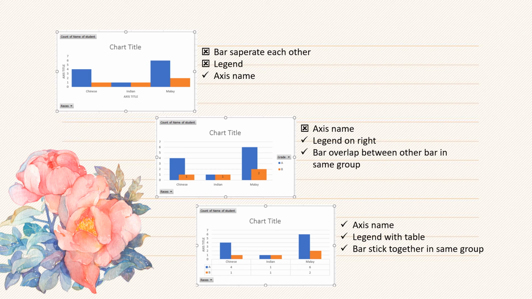Next, there is no axis name, but the legend is there on the right. The bars overlap each other. If you see, the blue and the orange overlap each other in the same group. So you may compare these two categories in one group. The last one, we see the axis name here, and they provide the legend in table view. So you may compare all the data in the table and the chart. The bars stick together for your comparison.